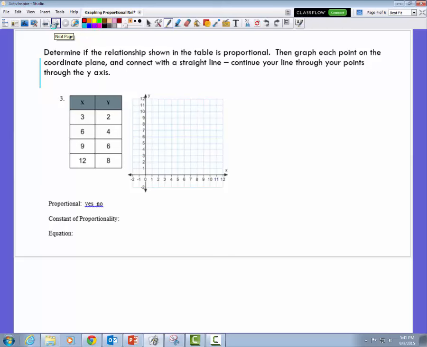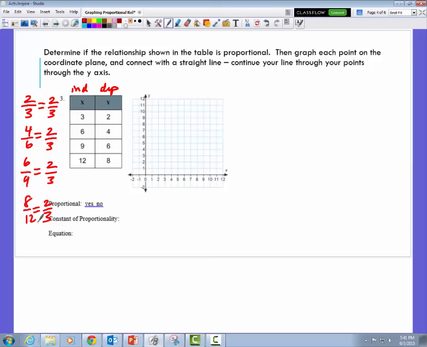Determine the relationship shown as proportional. Okay, so once again, we need to decide, is this proportional? So I'm going to compare, this is my independent, this is my dependent. I'm going to compare my y to my x. And okay, now that's just 2/3. That's 2/3. That's 2/3. And that's 2/3.